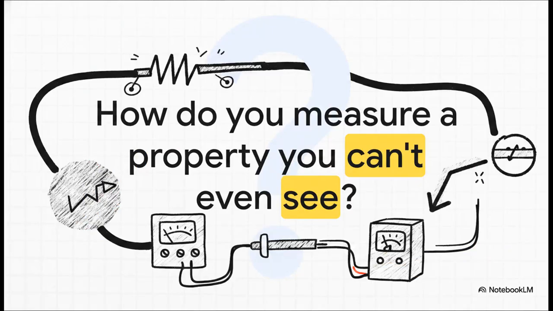I mean, electrical resistance, it's this core property that controls how easily current can flow through something. But you can't see it, you can't touch it. Well, turns out, with the right tools and a really brilliant piece of physics, you can measure it with incredible precision. And that's exactly what we're going to do today.